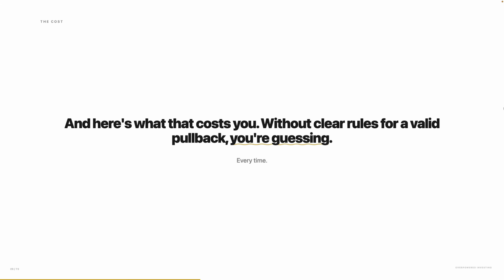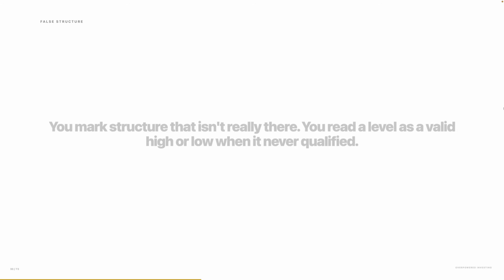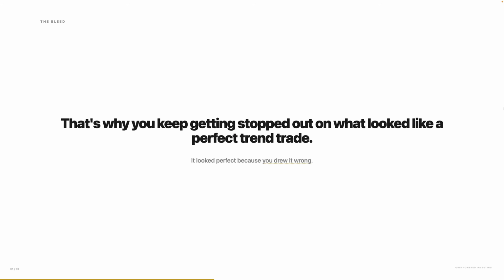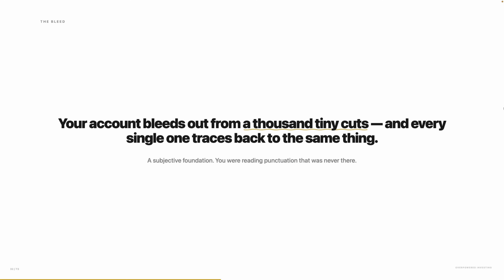And here's what that costs you. Without clear rules for a valid pullback, you're guessing every single time. You mark structure that isn't really there. You read a level as a valid high or low when it never qualified. So you take a trade built on that false information. That's why you keep getting stopped out on what looked like a perfect trend trade. It looked perfect because you drew it wrong. Your account bleeds out from a thousand tiny cuts, and every single one traces back to the same thing, the subjective foundation. You were reading punctuation that was never there.